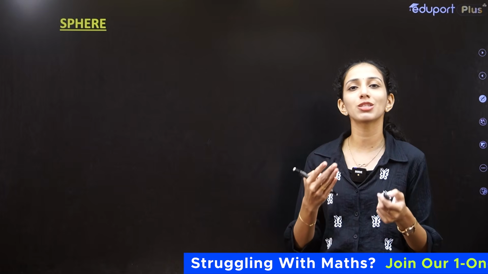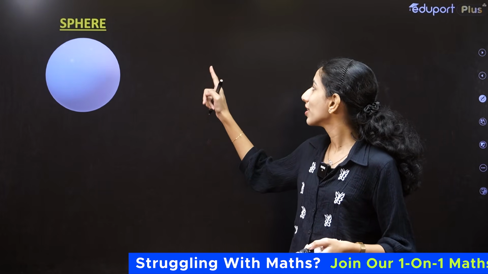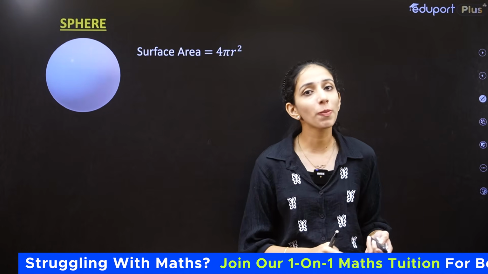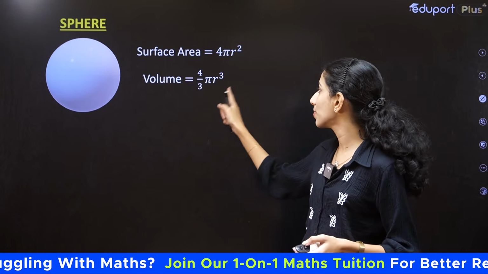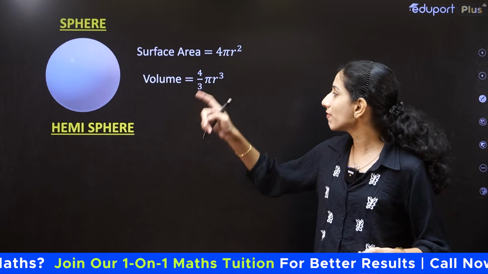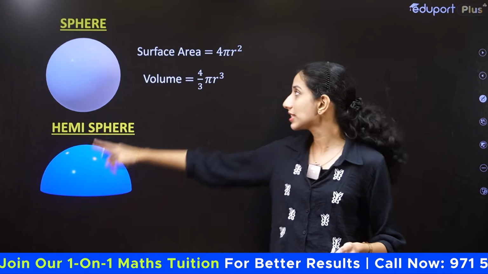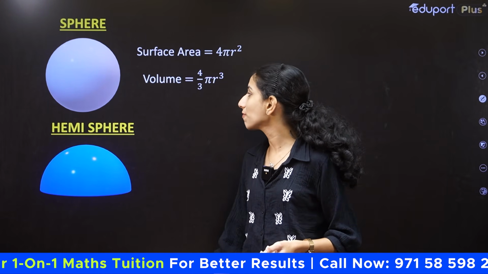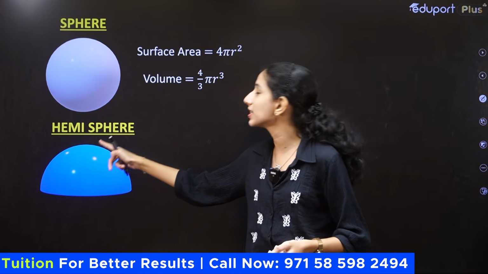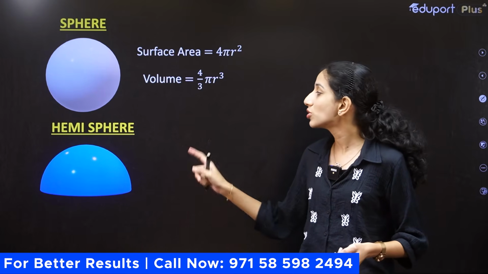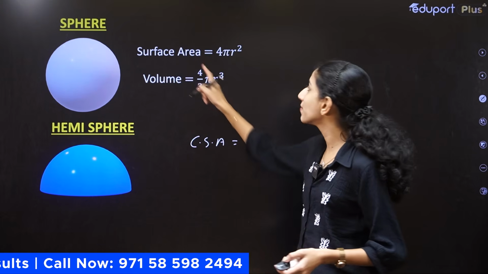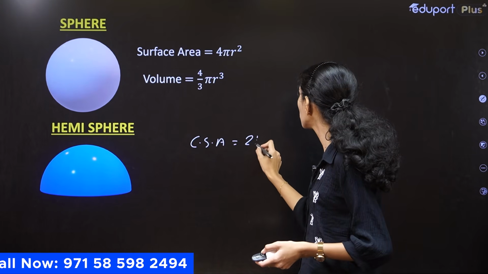Okay, how many faces does a sphere possess? Only one face. So it has a curved surface area, or total surface area, which is equal to 4 pi r square, and the volume of a sphere is equal to 4 by 3 pi r cube. Then while we are discussing the hemisphere, this hemisphere is half of our sphere. Okay, so the curved surface area of a hemisphere is half that of the sphere, that is equal to 2 pi r square.